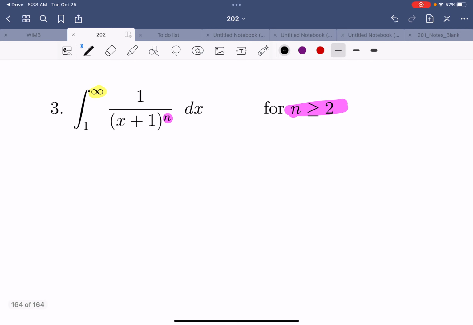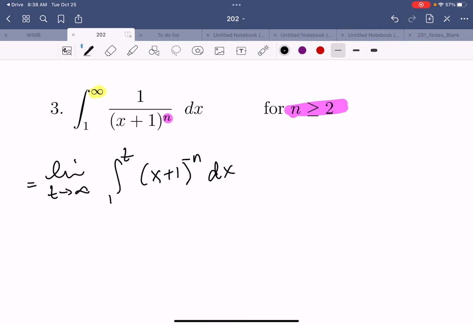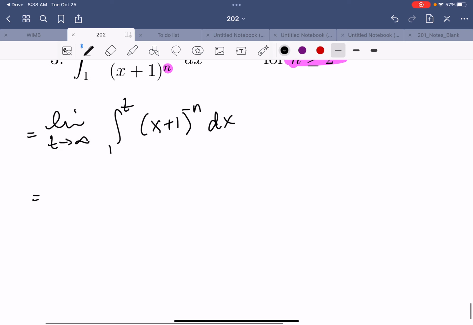So to compensate for that infinity, we're going to take the limit as t goes to infinity of the integral from 1 to t of 1 over, and I'm going to rewrite this right away as x plus 1 to the negative n. As long as our n is not 1, then I don't have to worry about it being a natural log. So I'm just going to be adding 1 to my exponent. In this case, keep in mind that our n is greater than or equal to 2. Okay, so dx. So how do I find the antiderivative here?